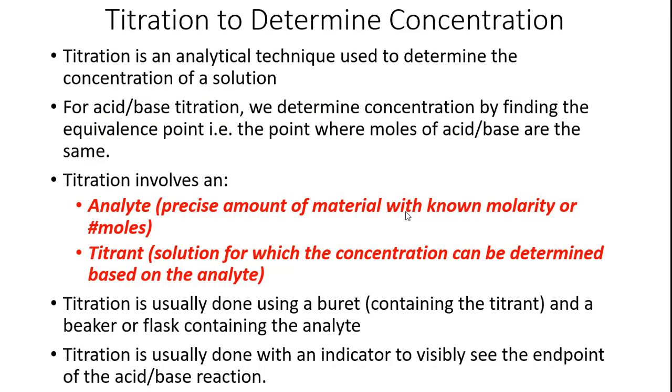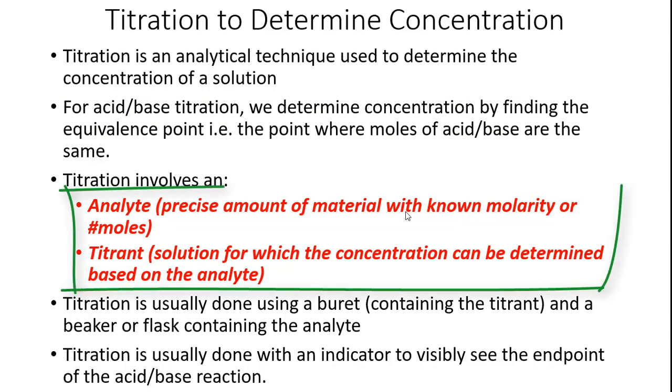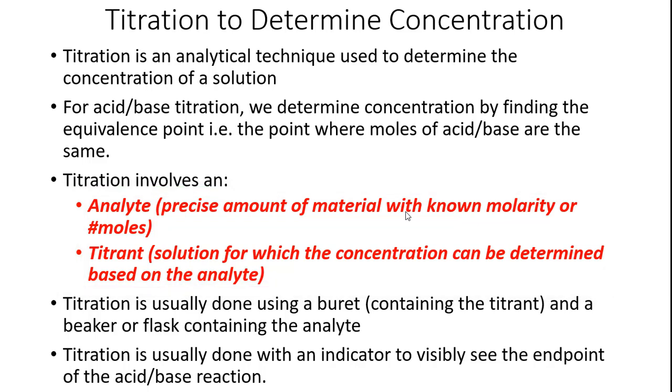So in titration, you have two things. You have a titrant, you have an analyte. The analyte is the precise amount of material with a known molarity or a known number of moles. In this case, our analyte is going to be KHP because it's a primary standard. We know exactly how many moles we're using, and we can weigh it out very accurately and reliably assume that the amount that we weighed out in grams can be reliably converted into moles, and we can be certain that that number of moles are present.